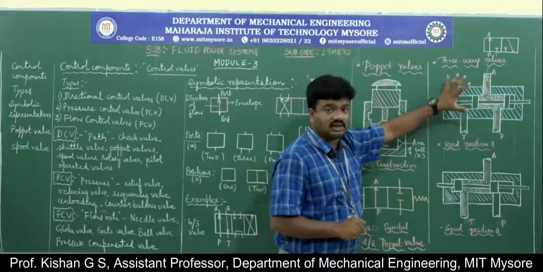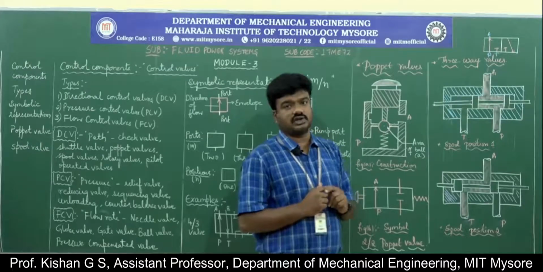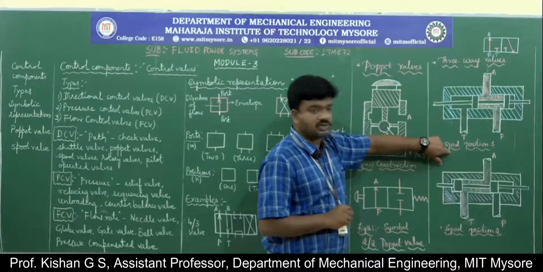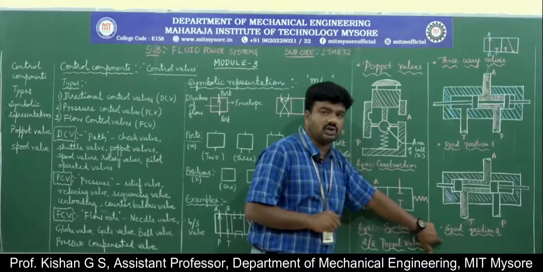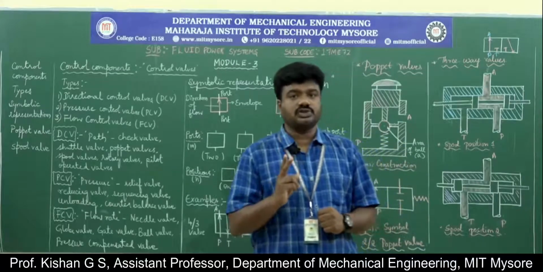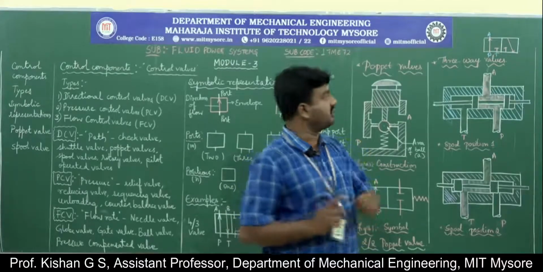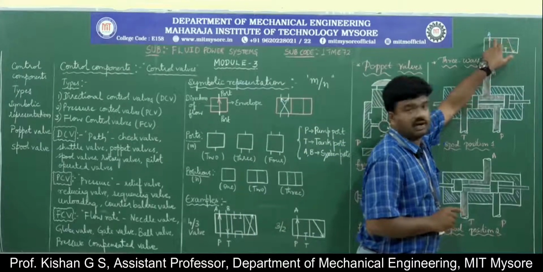So this is a single valve which is considered for two positions of its operation. Observe here, spool position 1, spool position 2, which means the valve is working for how many positions? 2 positions. So in the symbolic representation, what should be the number of envelopes? 2 envelopes. See here, I have 2 envelopes.